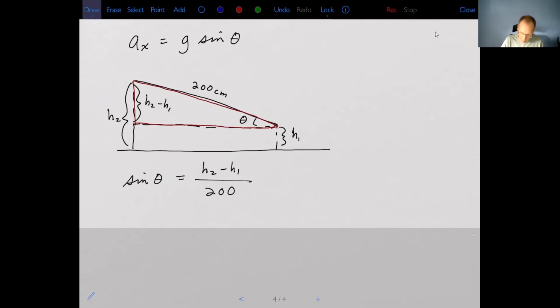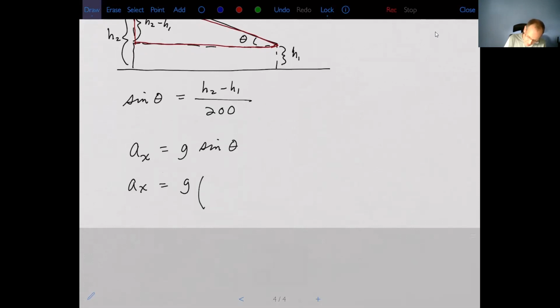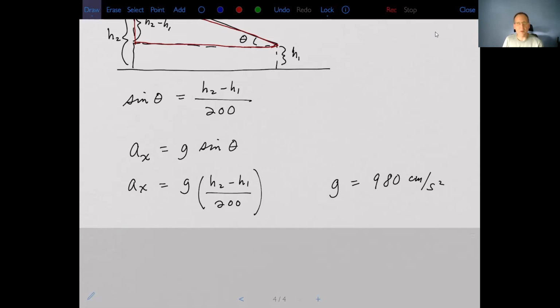So now we can simplify our formula for the acceleration, right? It's g sine theta, but we know that sine theta is simply h2 minus h1 over 200. Okay, so the h's have to be in centimeters. The g is going to be 980 centimeters per second squared. And that will allow you to calculate the theoretical acceleration.